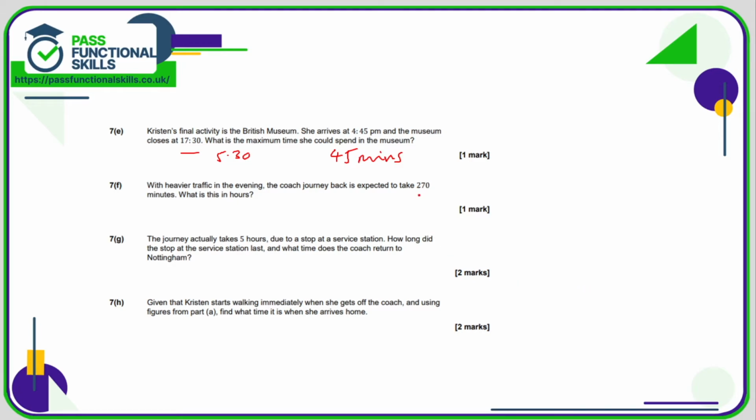The journey back is expected to take 270 minutes, so what is this in hours? We know that there are 60 minutes in an hour, so all we need to do is type into our calculator 270 divided by 60, and we get an answer of 4.5. So that's 4.5 hours.